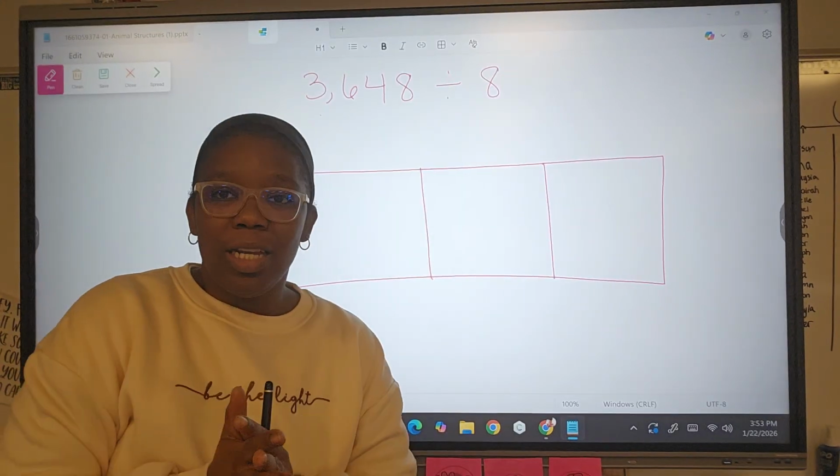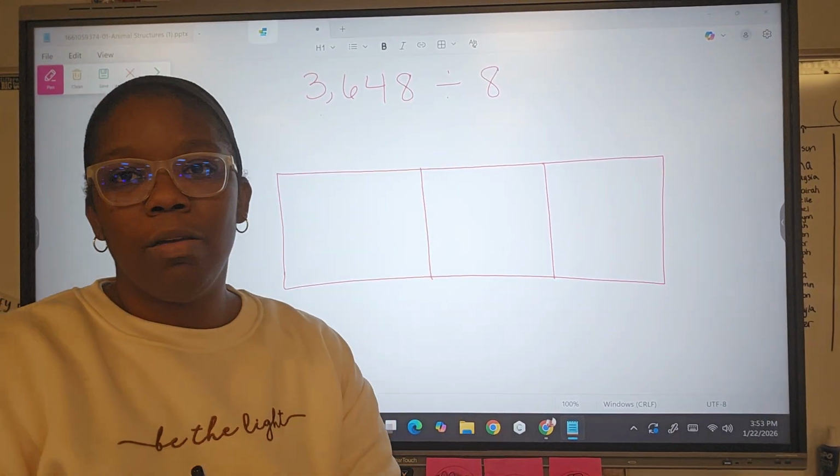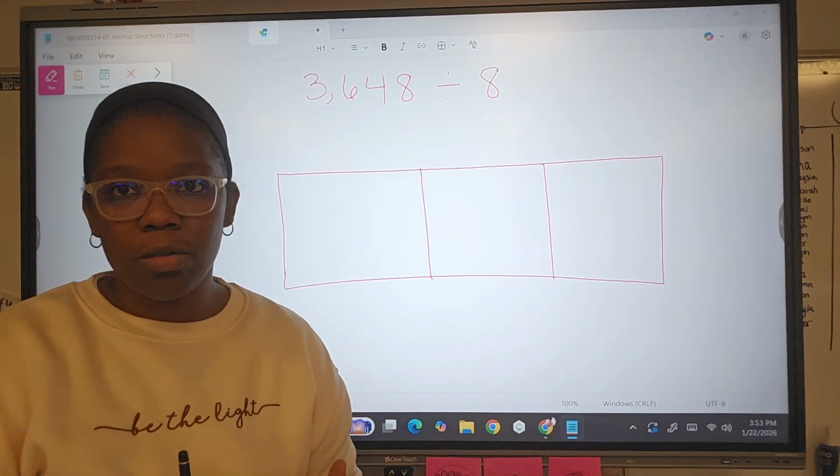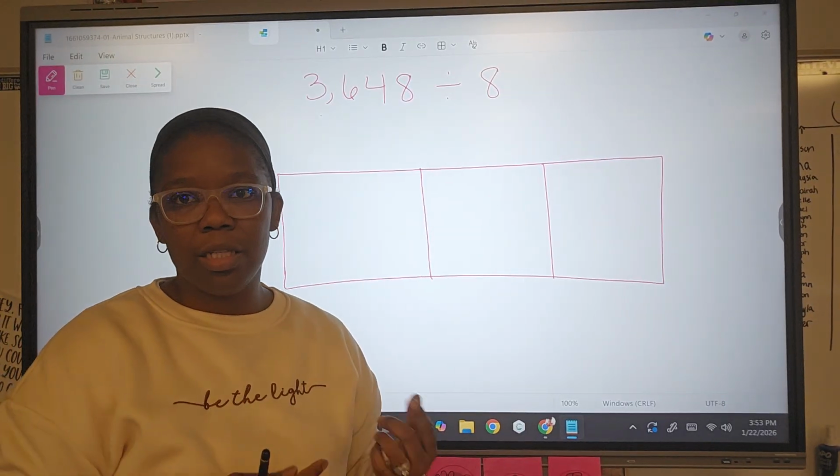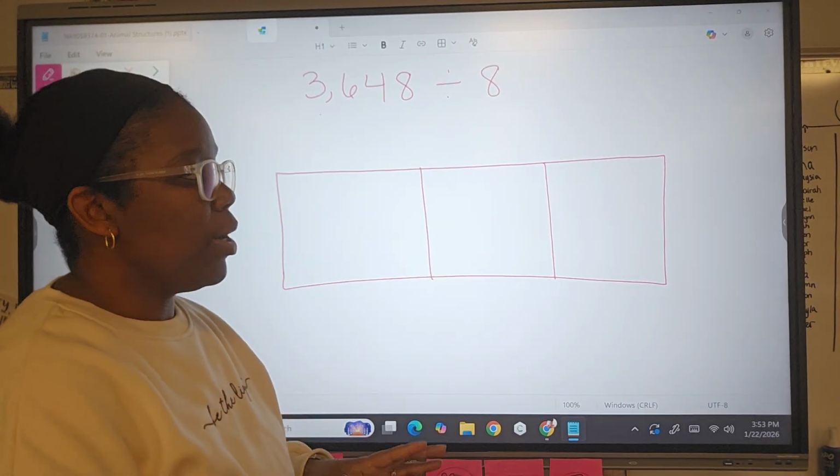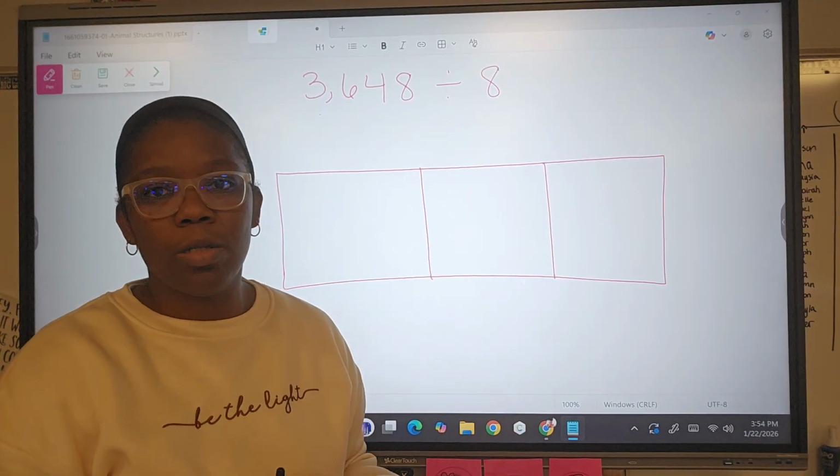Hi, so today I'm going to be showing you an example of division using an area model. There are a few different ways that this can be done, so I am going to show you one of those ways.